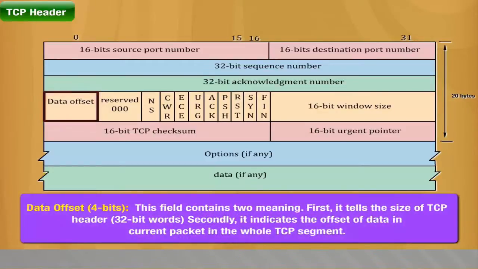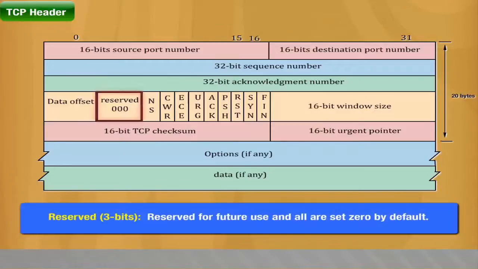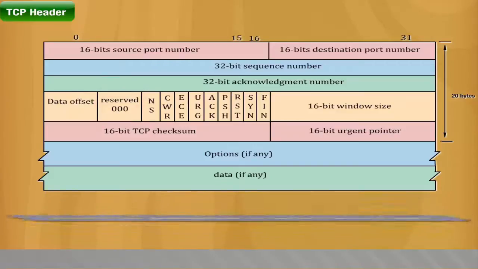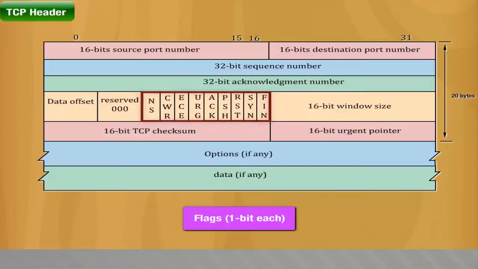Data offset, 4 bits. This field has two meanings. First, it tells the size of the TCP header in 32-bit words. Secondly, it indicates the offset of data in the current packet in the whole TCP segment. Reserved, 3 bits. Reserved for future use and all are set to 0 by default. Flags, 1 bit each.